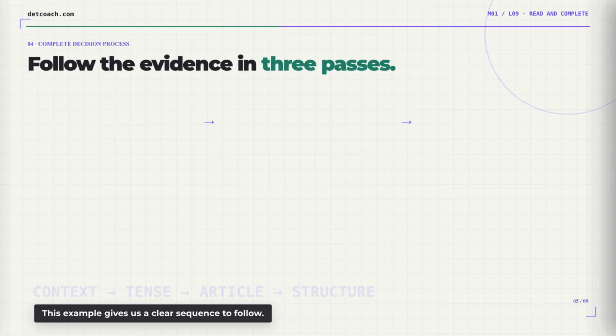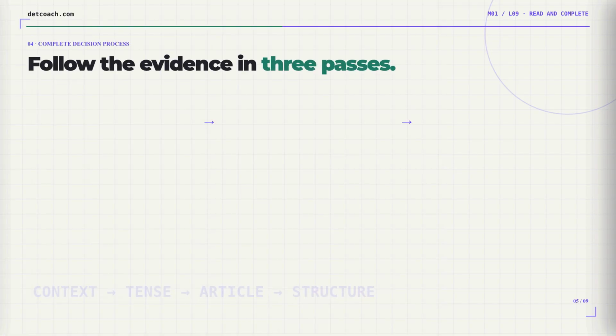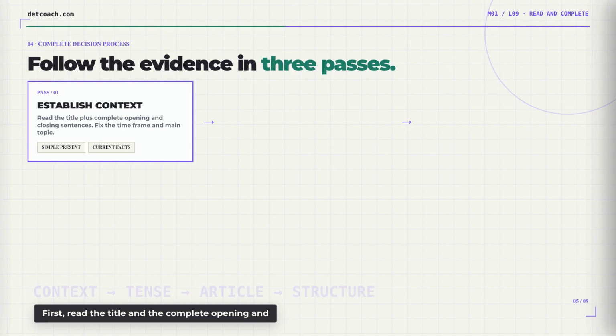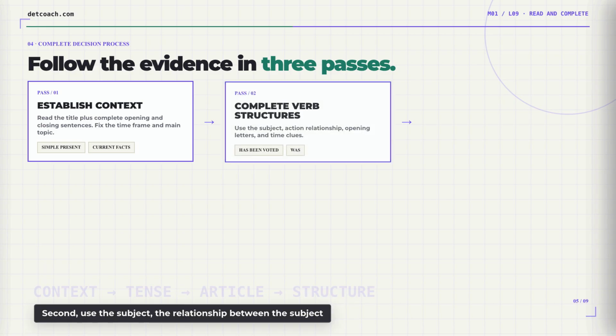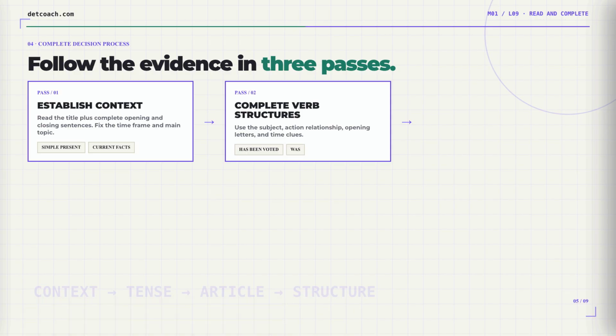This example gives us a clear sequence to follow. First, read the title and the complete opening and closing sentences to establish the time frame and main topic of the passage. Second, use the subject, the relationship between the subject and the action, and the opening letters to complete verb structures such as has been voted and was.